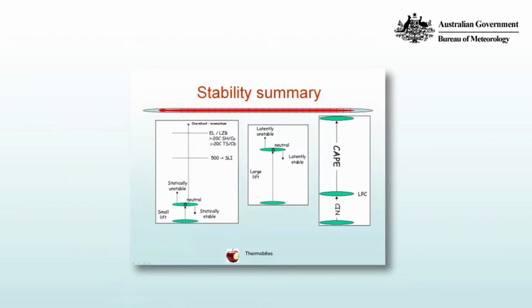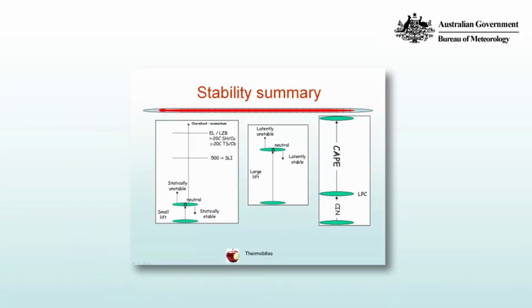If after a small push it returns to its original level, it's a statically stable layer. If it remains at the level we push it to after the initial push, then it's neutrally stable. And if the parcel continues to rise after a small perturbation, then it's statically unstable.